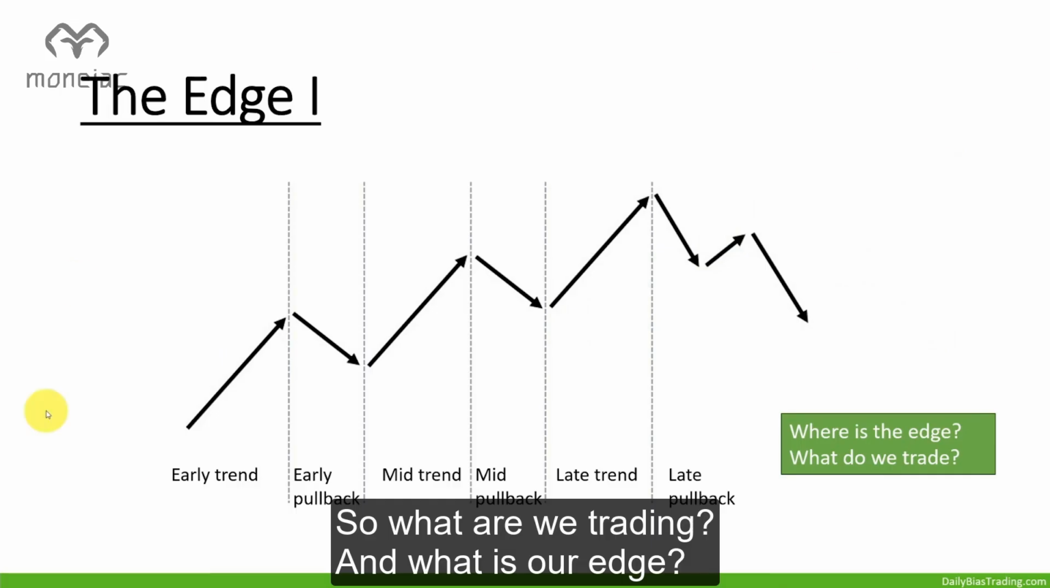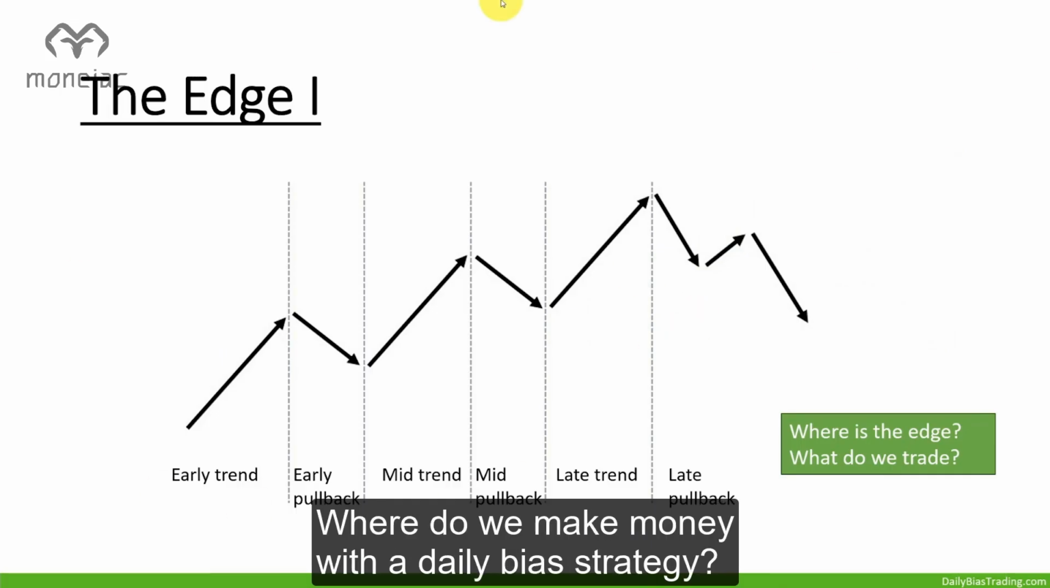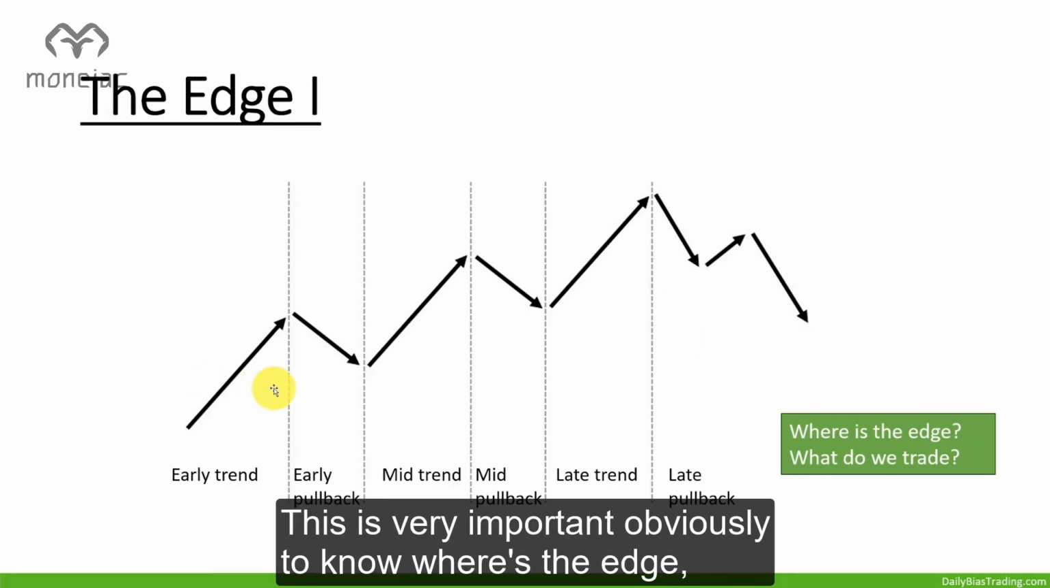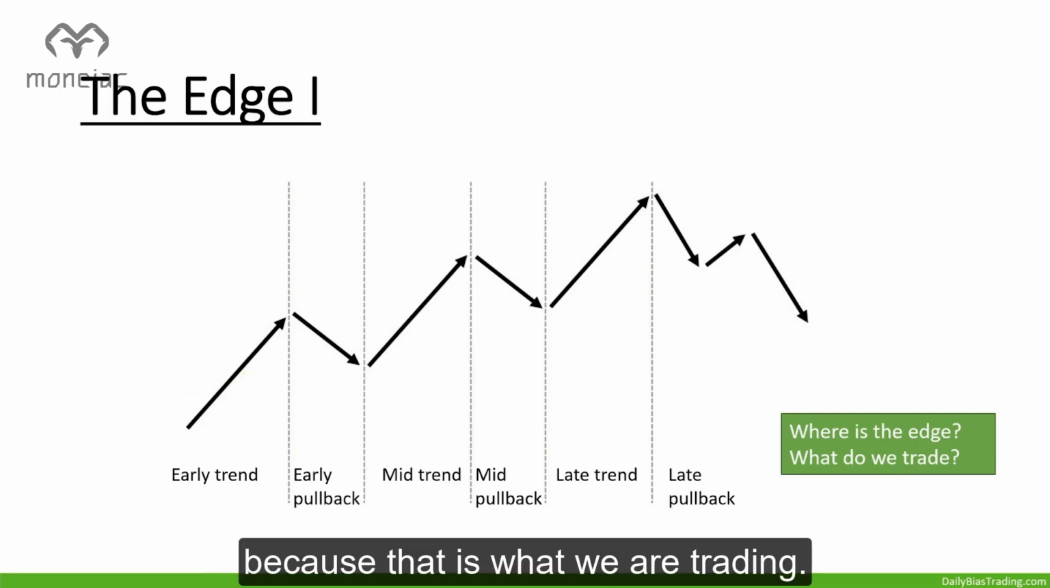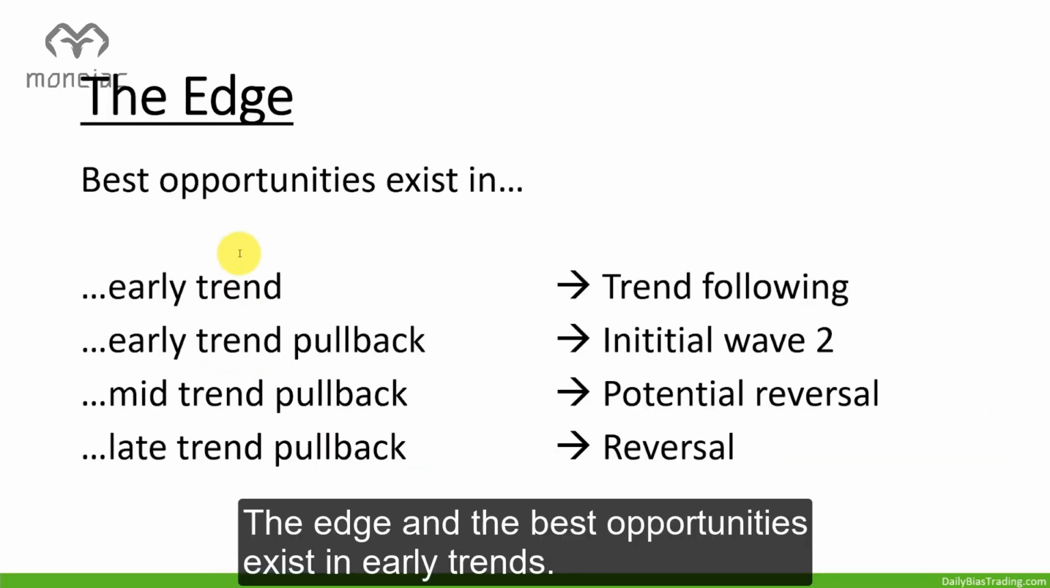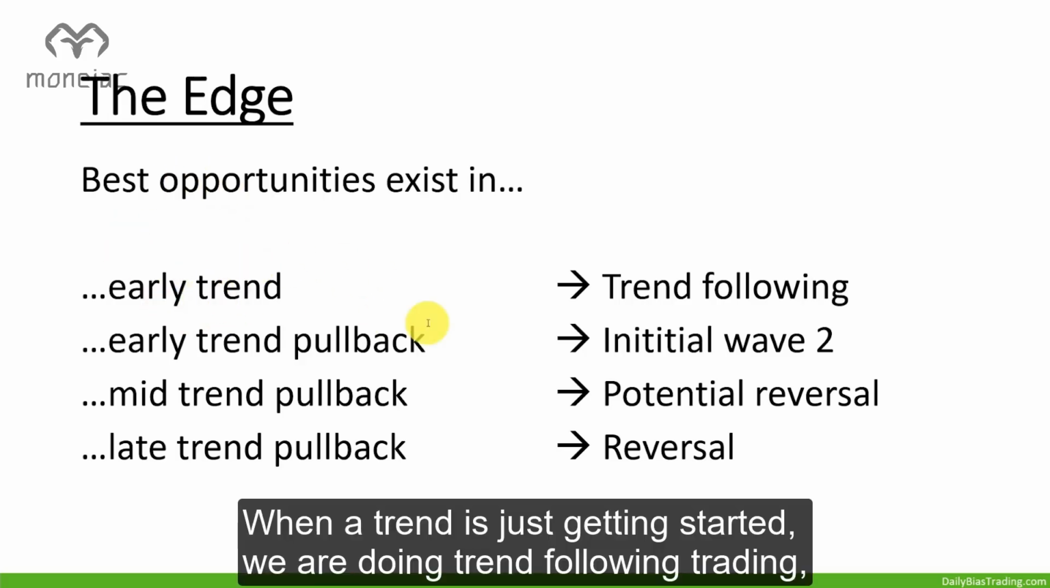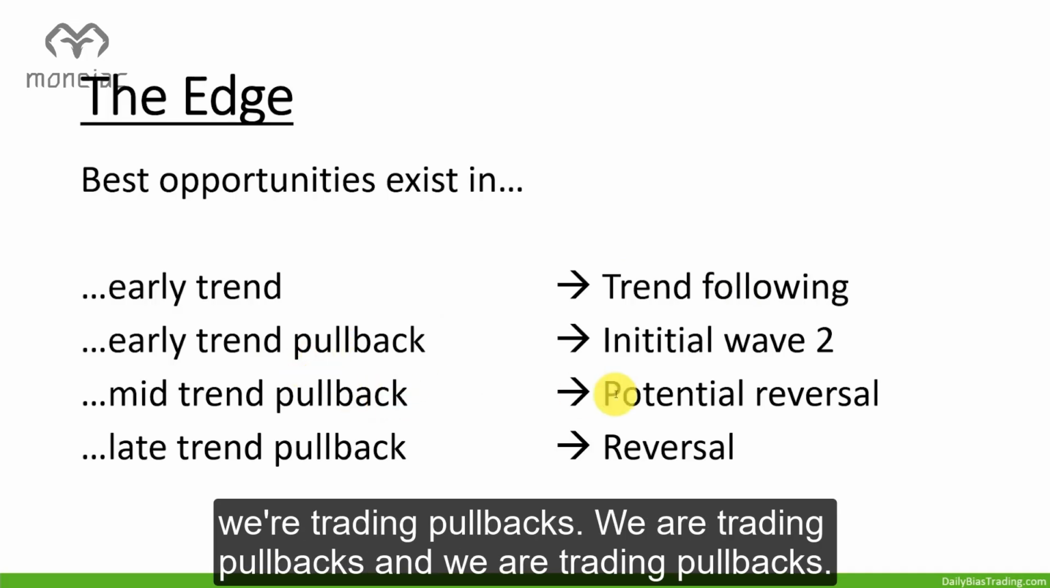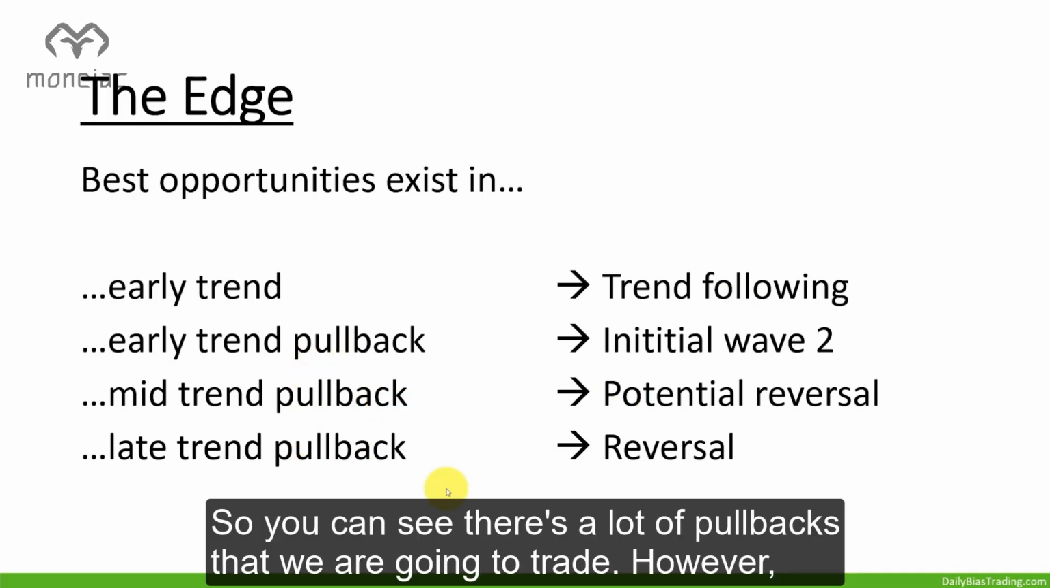So what are we trading and what is our edge? Where do we make money with the daily bias strategy? This is very important, obviously, to know where's the edge, because that is what we are trading. The edge and the best opportunities exist in early trends. When the trend is just getting started, we are doing trend following trading. We are trading pullbacks, pullbacks, and pullbacks. So you can see there's a lot of pullbacks that we are going to trade.